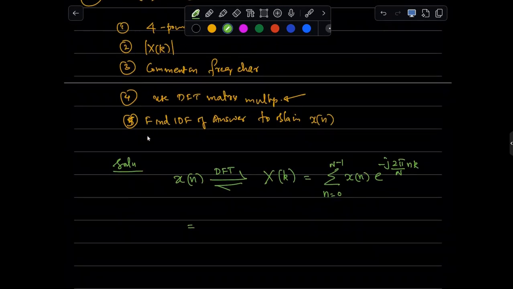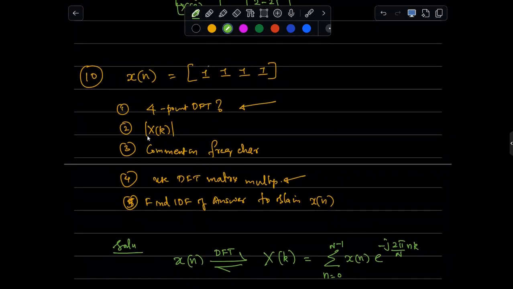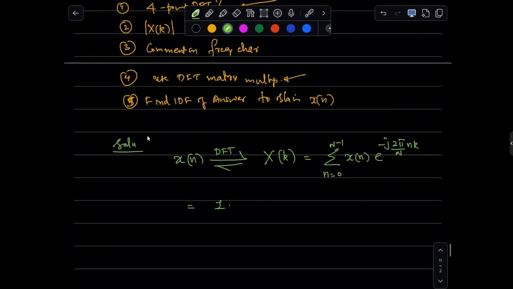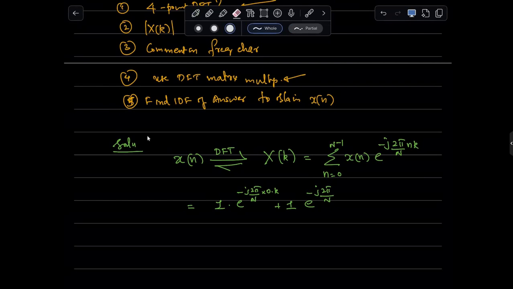So how to find it? This is equal to 1 times, the first point in the signal is 1, and then n equal to 0, it will become e power minus j 0, minus j 2 pi over n into 0 into k. Again 1, e power minus j 2 pi over n, and you know that what is n actually.